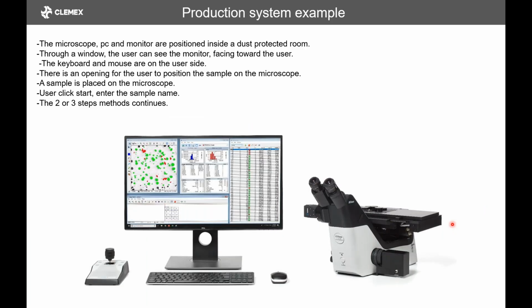Now, just to show the idea of a production system, we had a customer that put the microscope, TV, monitor, everything in a clean area, and then the monitor was facing the window, and the user had a small access with their hand to put the sample on the microscope, and they could click with the mouse to start the analysis or enter the information from the outside, from the plant. So they basically just click, put the sample, click, and then it was done as I explained before, and it was in a clean environment. So it was a good system, and the system would remain clean for much longer.